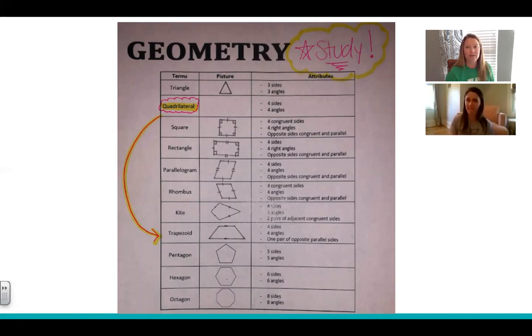One thing to note, sorry, Mrs. Moore, I couldn't tell if you were going to say it or me. The quadrilateral doesn't have a picture with it because quadrilaterals have 4 sides, 4 angles. In the 4th grade, we focus on all of these quadrilaterals. So that's why there's a big arrow there. Those are all quadrilaterals.